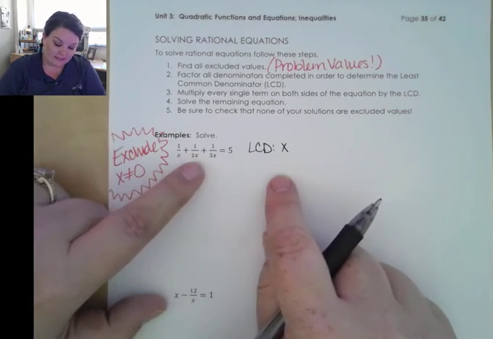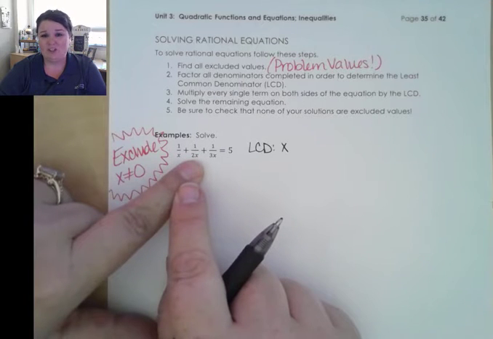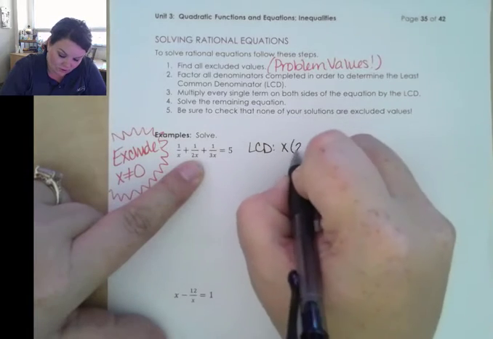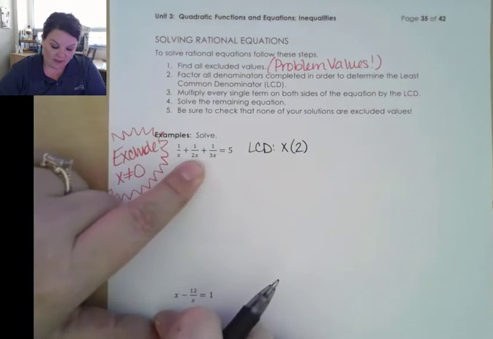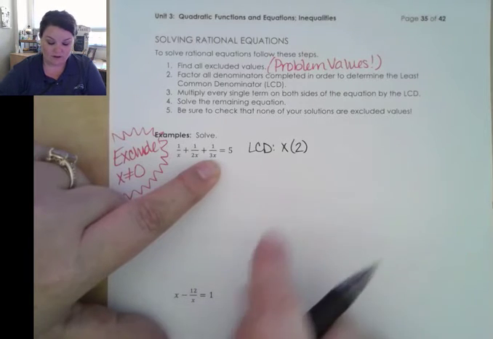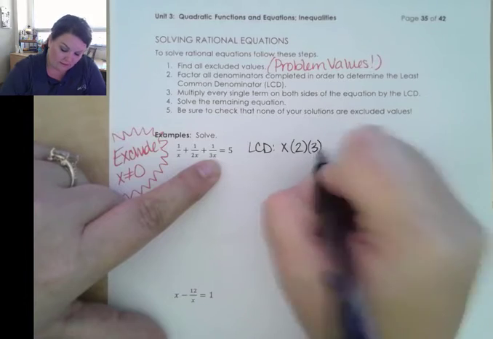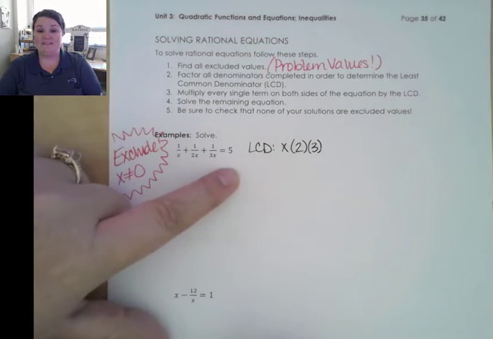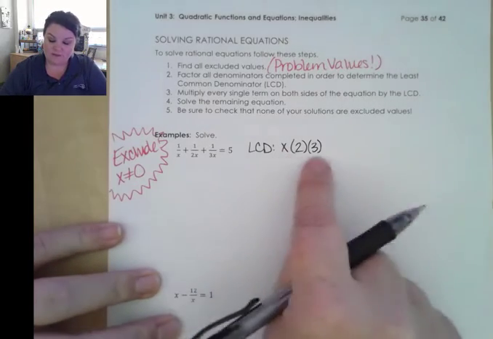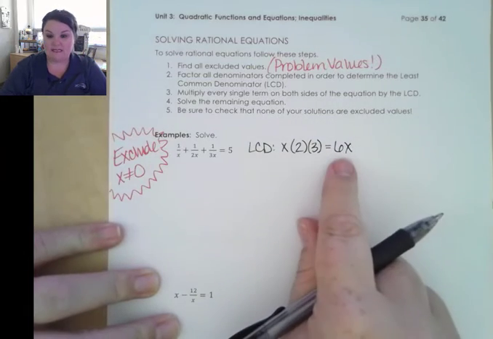Now I look at my second denominator. In order to cancel out this second denominator, I need a 2x. Well, I already have the x, so I need a 2. And then I look at my third denominator. My third denominator needs a 3x. Well, I already have the x, but I still need that 3. And then my last term of 5 doesn't even have a denominator, so I don't have to worry about anything to cancel out there. So this is going to be my least common denominator, which if I multiply it all together is 6x.